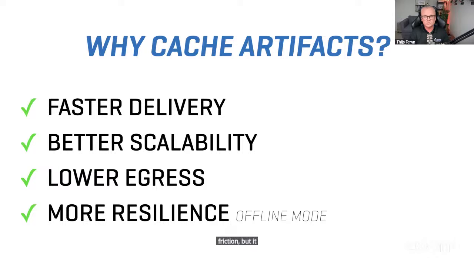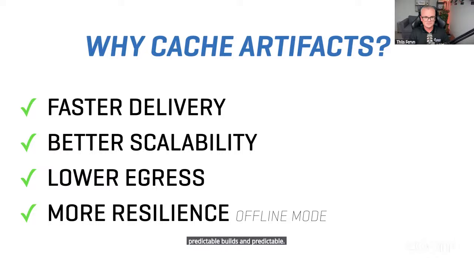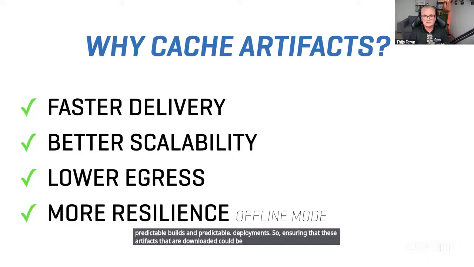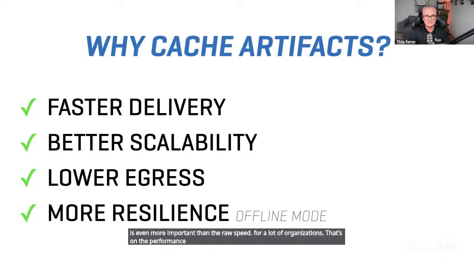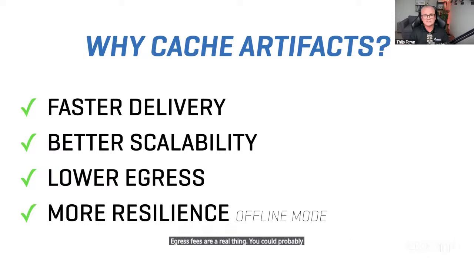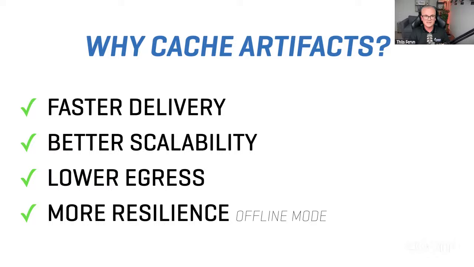But it's not only about the raw horsepower. At scale, users and organizations want predictable builds and predictable deployments. So ensuring that these artifacts that are downloaded could be scaled is even more important than the raw speed for a lot of organizations. That's on the performance and scalability side. On the other end of the spectrum, it's about cost and risk. Egress fees are a real thing. You could probably relate to that. Hosting something in the cloud is very flexible. We love the cloud. However, they charge you for the gigabytes transferred. And a lot of organizations are really struggling to keep that affordable, especially as they grow.